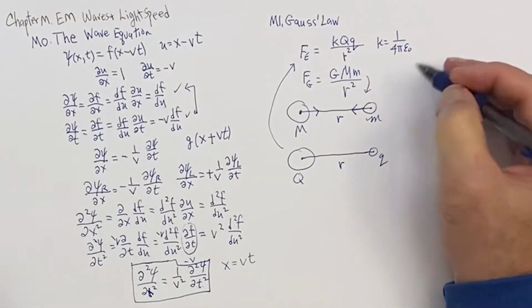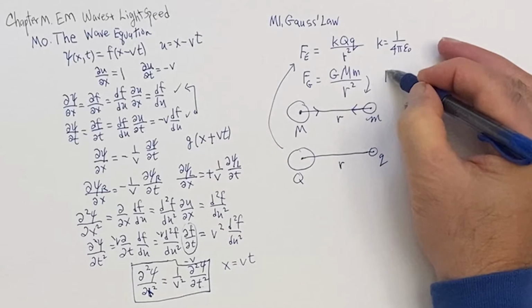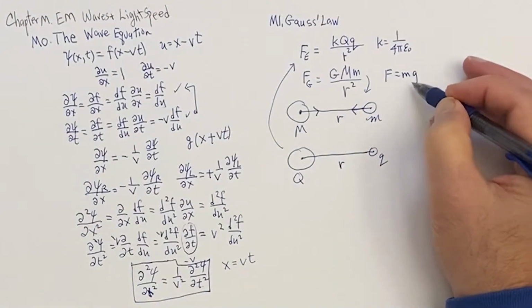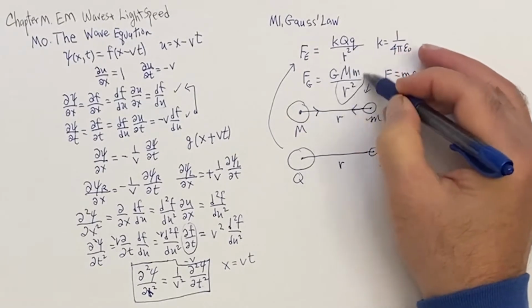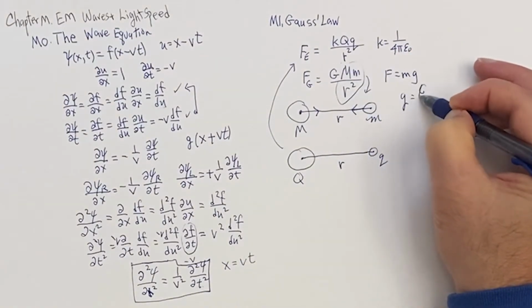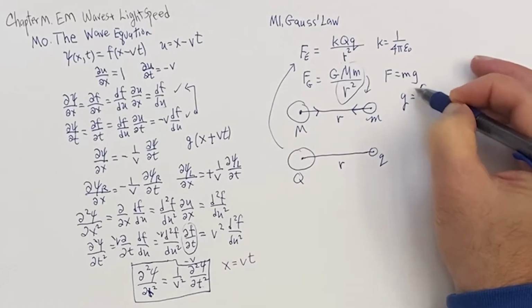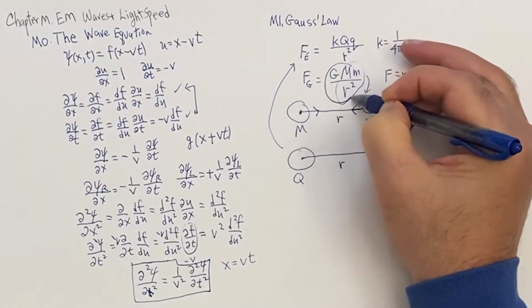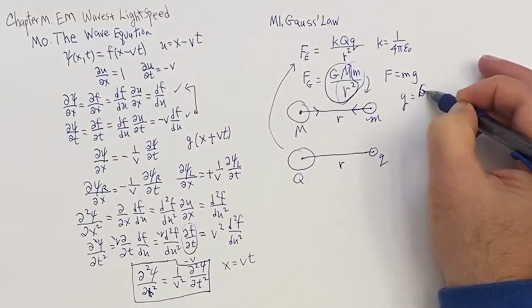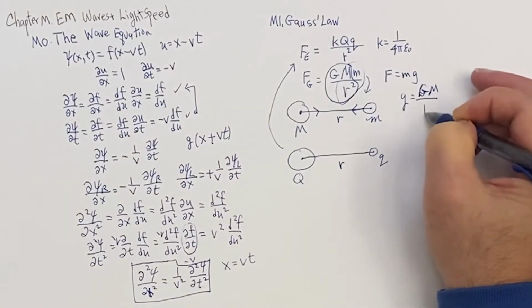So what they do then, you might remember, they write down F equals mg. They let the g be everything else. So g is going to be everything else. Everything else is here. Okay, so that's going to be the big G m over r squared.